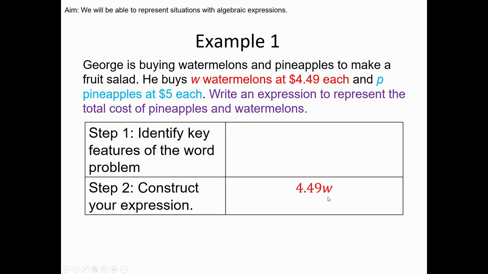That's $4.49 per watermelon, right? It's being multiplied. If it's 2 watermelons, it's 2 times the amount. And the same thing for pineapples. If it's $5 each, it's P pineapples, so we have 5P. But the question is, how do we combine them? Do we do addition, subtraction, multiplication, division? Because we have to make a single expression. These are 2 expressions right now. But look back at the question. We're supposed to represent the total cost of pineapples and watermelons. Remember what we do for total cost? Total cost is addition. So here's our expression. We're done. This is how much for watermelons. This is how much for pineapples. And that's how much it is combined.